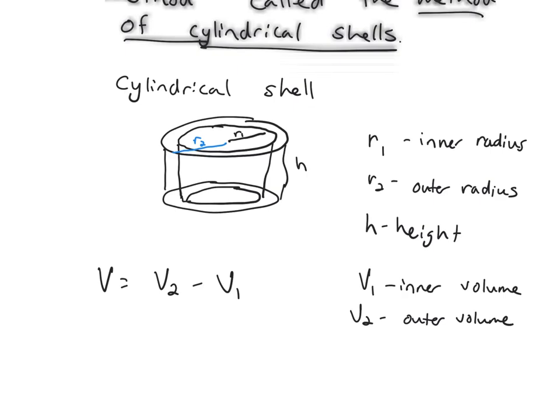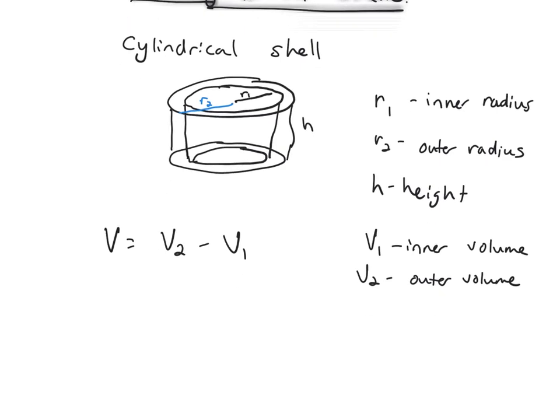But each one of these things, V1 and V2, the outer part is a cylinder, circular cylinder. The inner part is also a cylinder. And we talked about the volume of a cylinder. What's the formula for the volume of a circular cylinder? Pi r squared times h. The area of your bottom times the height. Okay? All right, so I can use that formula here.